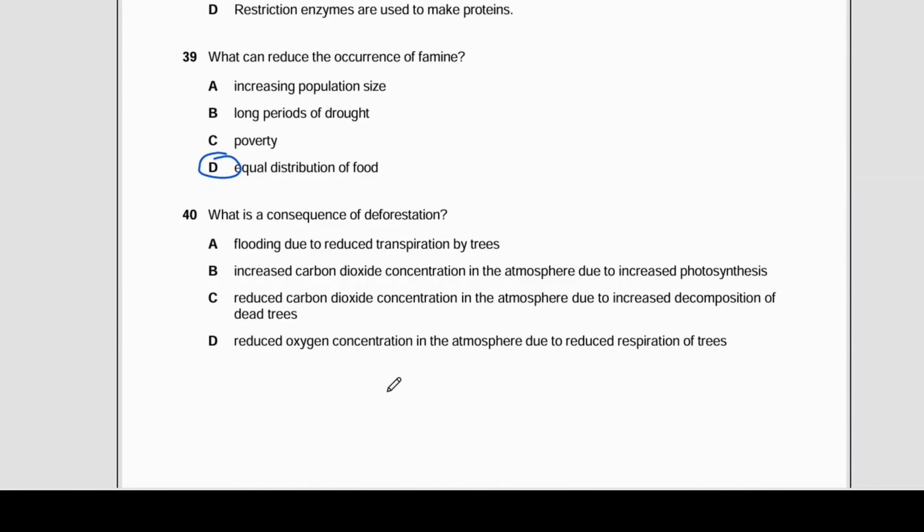What is the consequence of deforestation? Flooding, yes. Increased carbon dioxide concentration in the atmosphere due to increased photosynthesis, no. Reduced carbon dioxide concentration due to increased decomposition, no. Decomposition would increase carbon dioxide. Reduced oxygen concentration in the atmosphere due to reduced respiration, no. So the only correct option is A. Okay, so let's move to another paper.